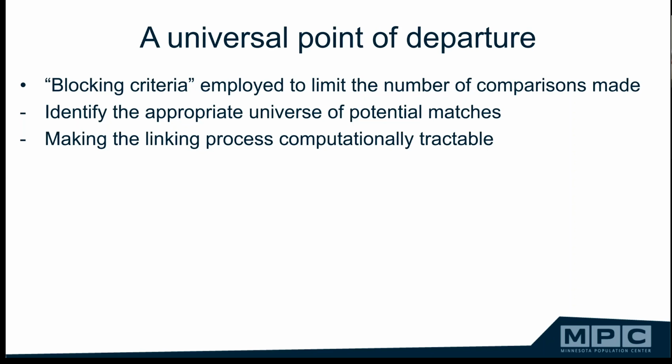So we define our universe of potential matches through blocking criteria, which helps us identify the appropriate universe. We want to make it as small as possible, but we also want to make sure that within this universe we will be able to find the true match.